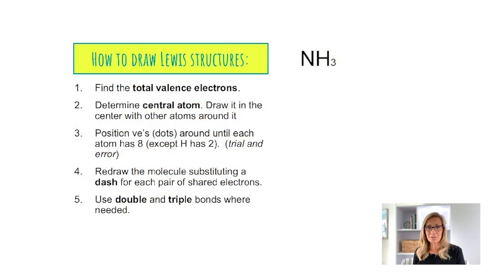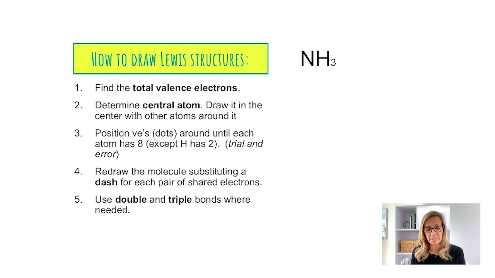This is something I'm just going to warn you right here. This takes a lot of practice. It's a lot of trial and error. So don't get frustrated when we begin this. These are the steps in drawing a Lewis structure, and I'm just going to demonstrate the steps by doing an example. So let's draw a Lewis structure for this molecule, and this is ammonia. It's 1 nitrogen with 3 hydrogens bonded to it.